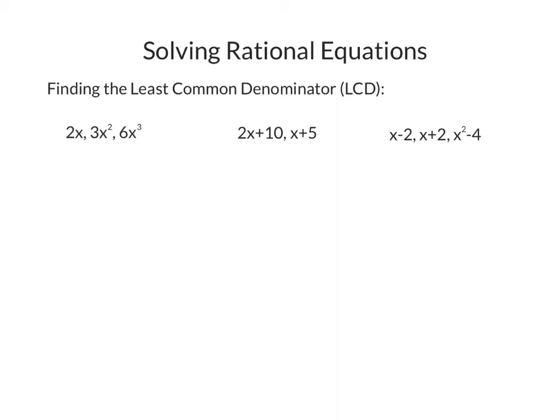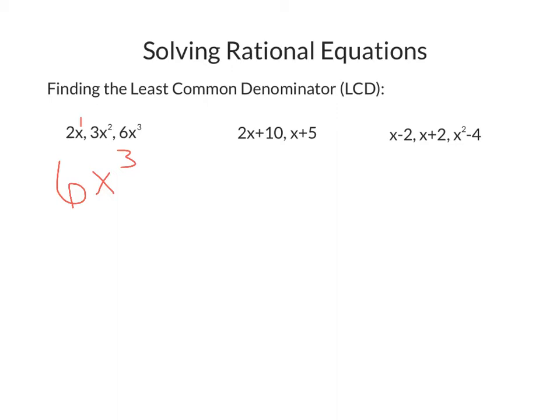So if I start off by looking at 2, 3, and 6, their least common multiple, which would be their least common denominator, would be 6, because 6 is a multiple of all three terms. When I look at my variables x, x squared, and x cubed, the least common multiple would be the highest power. So our powers are 1, 2, and 3. My highest power is 3, so my least common denominator would be 6x to the third.